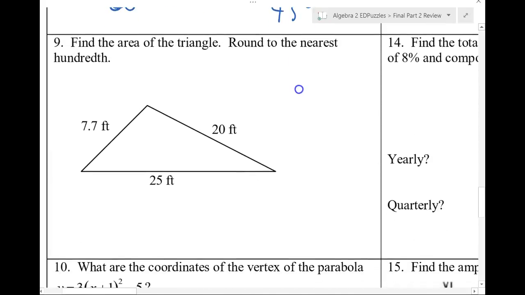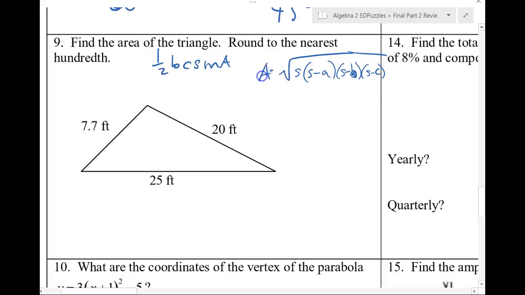Okay, number 8. Find the area of the triangle, round to the nearest tenth. Okay, so you got a couple different formulas you can use. You have the 1/2 times BC times sine of A. That's not going to work because we need an angle. So we need to use the other one, Heron's formula, where you do the square root of S times S minus A, and S minus B, and times S minus C. And this will give us the area.